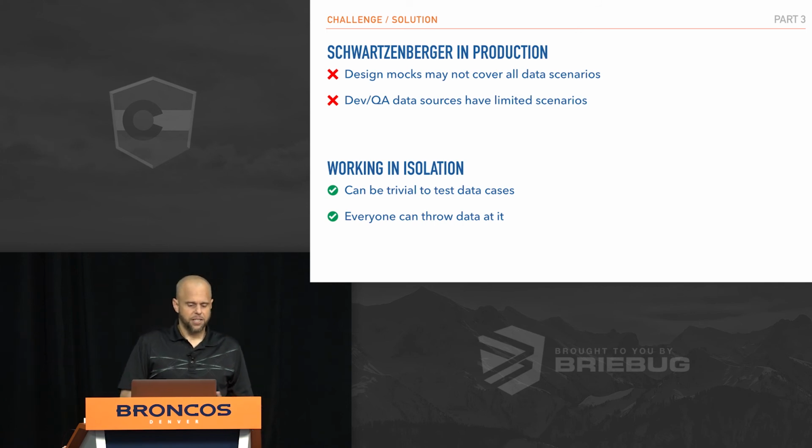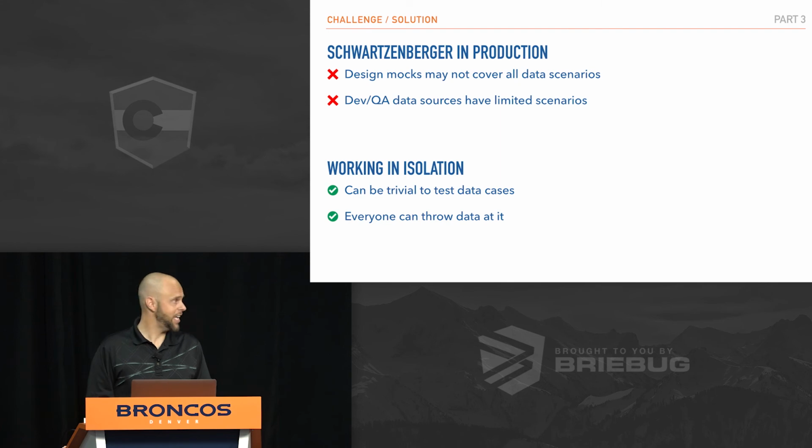So when we work in isolation, it's really trivial to add test data cases. We can set this component up to render with John Doe as the name. We can set it up to render with Justin Schwartzenberger as the name, and we can see it in action right away, and we can get confirmation that we need to tweak the design or whatnot earlier on in the game. And then everyone can throw data at it.